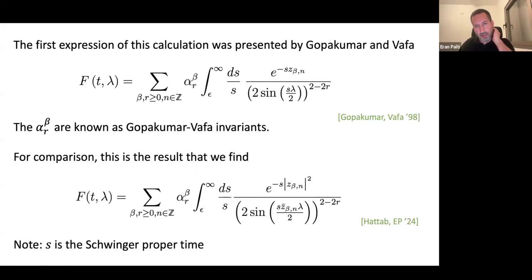Okay, so as I said, the first expression for this calculation was presented by Gopakumar and Vafa back in '98, and this is what they wrote for it. And then these multiplicities of M2 branes are known as the Gopakumar-Vafa invariants. And they are, of course, very famous. This calculation is a wonderful, beautiful paper. And it gives you a new way to think about 2-cycles in the Calabi-Yau geometrically.